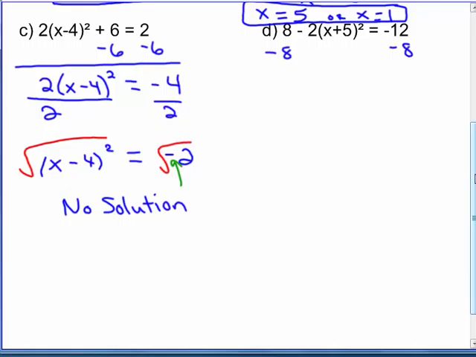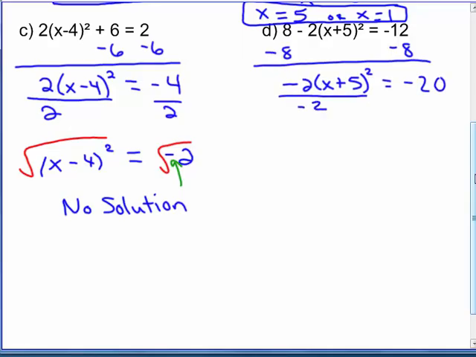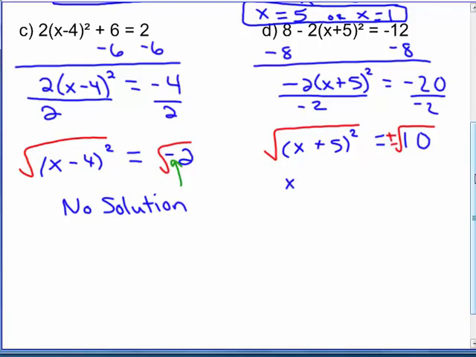Now in D, if you look at it right away, ooh, I have negative 12 there. Well, you have to wait until you get the squared part all alone. So I move the negative 8 over. I'm going to divide by negative 2. When I do that, I get x plus 5 quantity squared equals 10. Can I take the square root of this? Yeah, I can take the square root of the left side and the right side here. So I take the square root of the left side, take the square root of the right side, and when I introduce a square root, it becomes plus or minus. So I have x plus 5 equals plus or minus square root of 10.